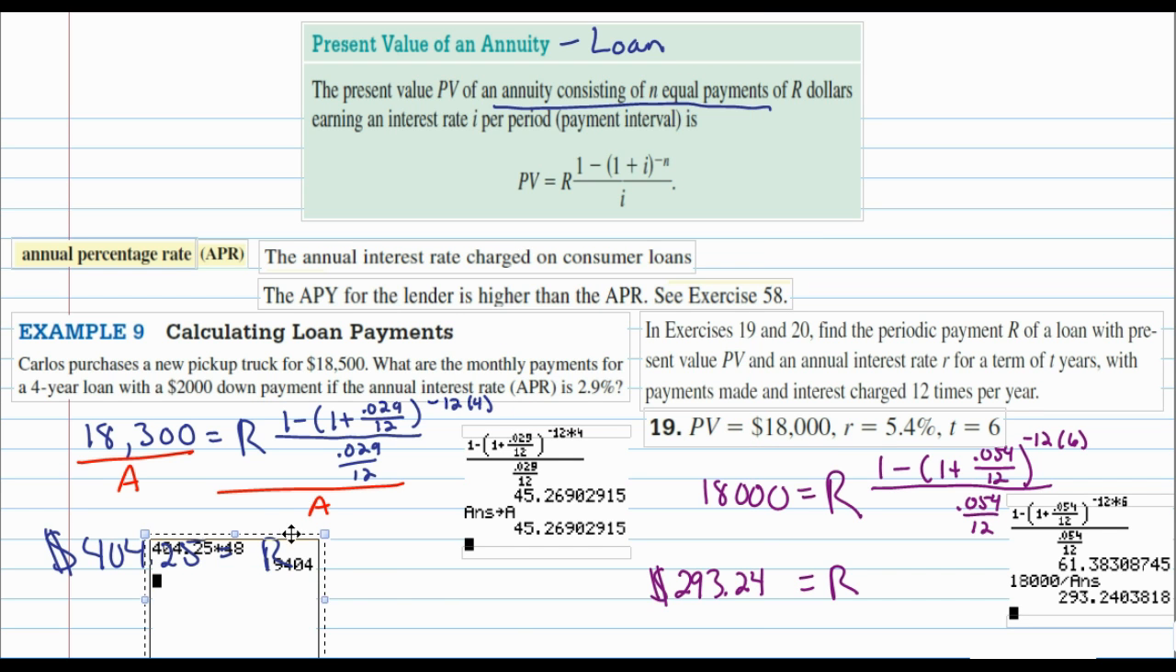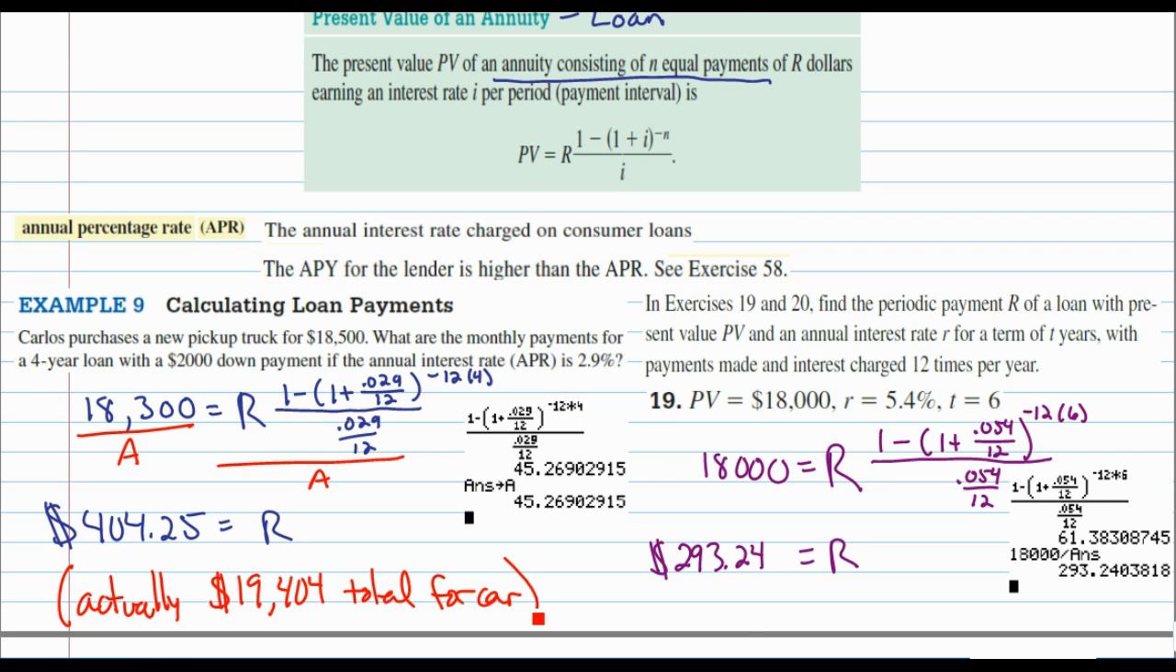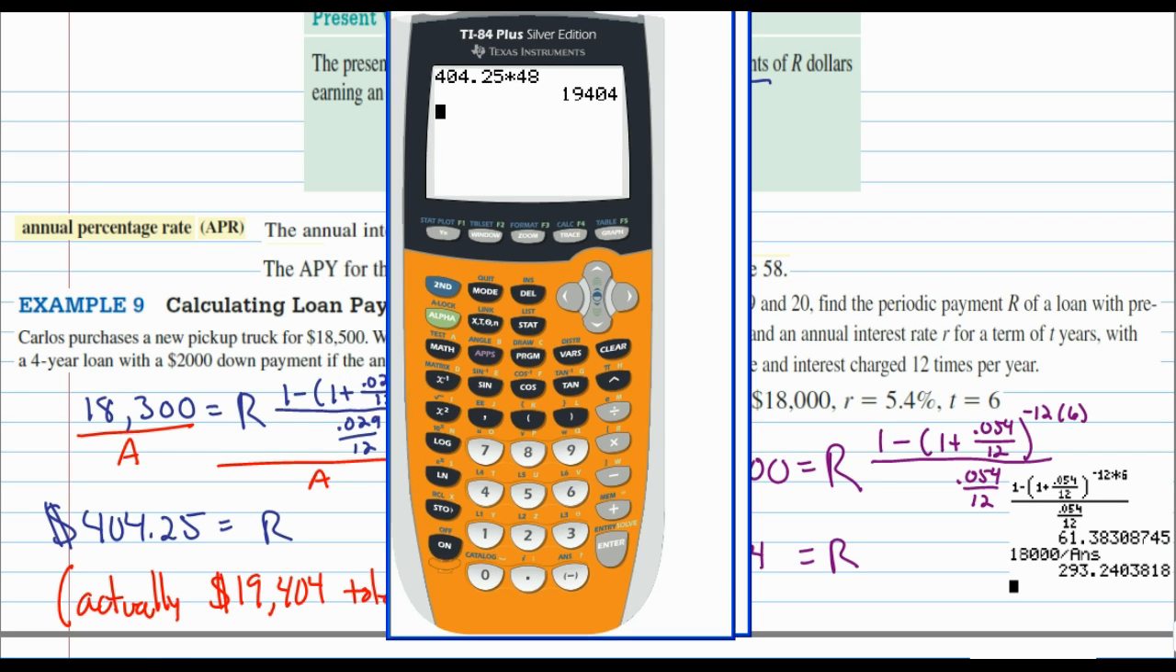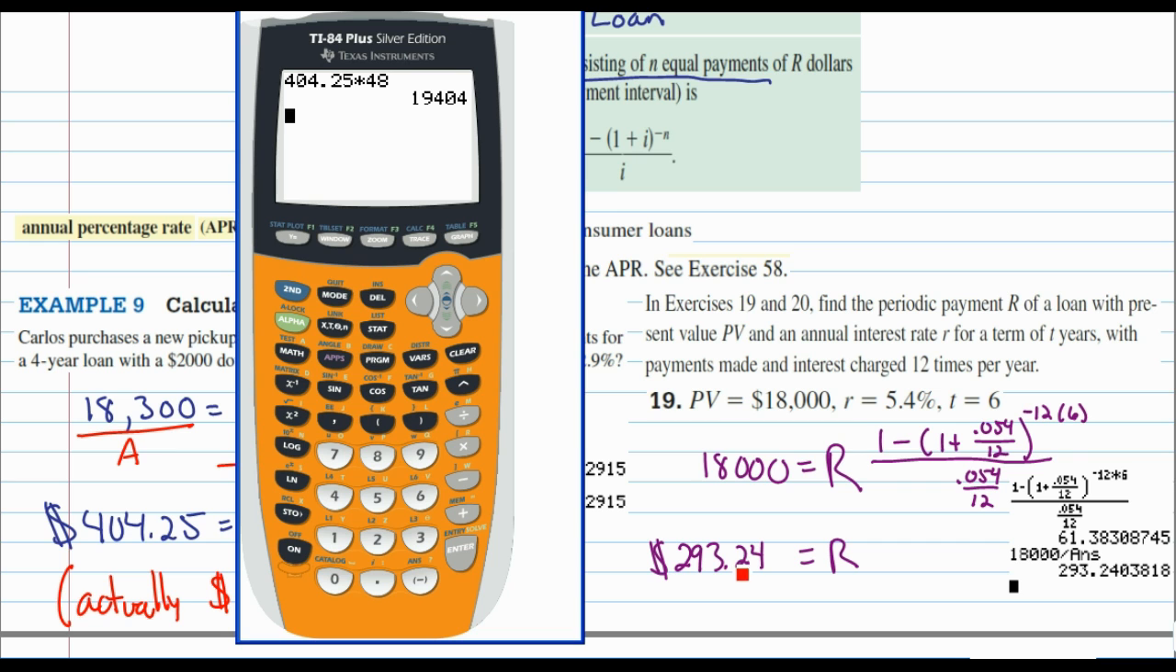He will actually be paying $19,404 for his car. This person will be paying, let's see, $293.24, and they will be making, we said, 72 payments. So they'll be paying $21,113.28 for their $18,000 loan. That's what interest does. If you want to borrow money from somebody, you're going to owe them more than you're borrowing because they're lending you that money.